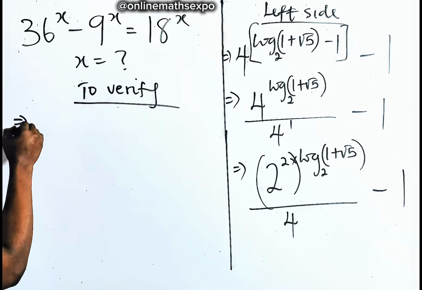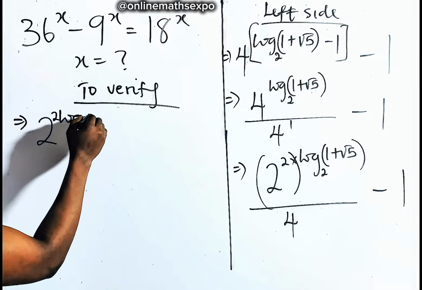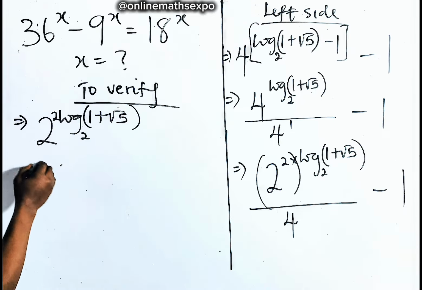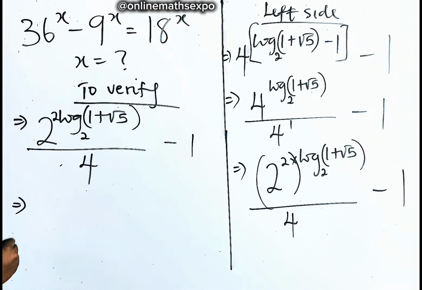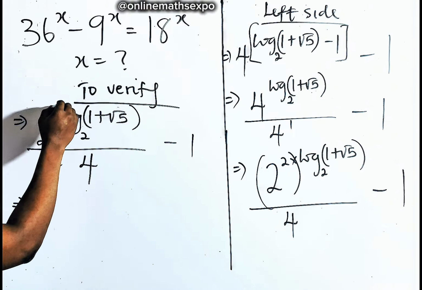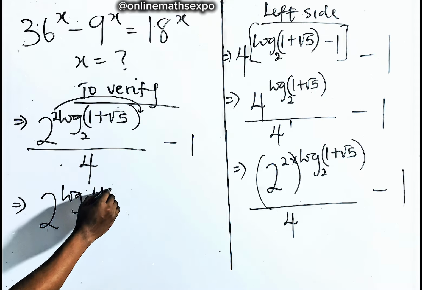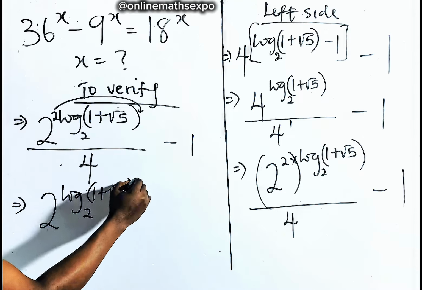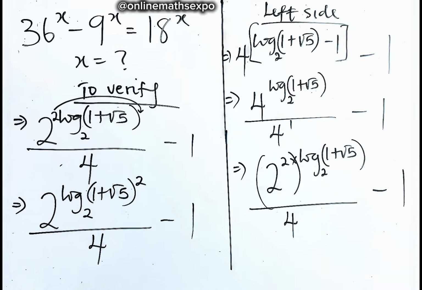So this gives us 2 to the power of log of (1 plus root 5) base 2, divided by 4, minus 1. And that is the same as, remember, this coefficient becomes the power of the log. So we have 2 to the power of log of 1 plus root 5 base 2. This will now be raised to the power 2 divided by 4, minus 1.